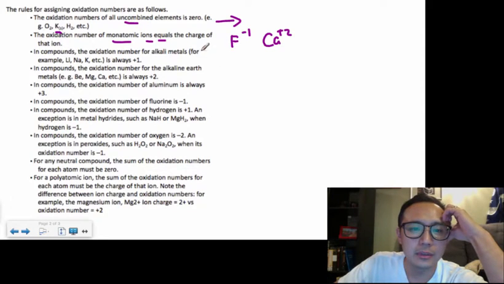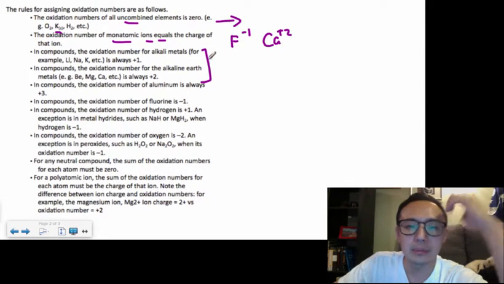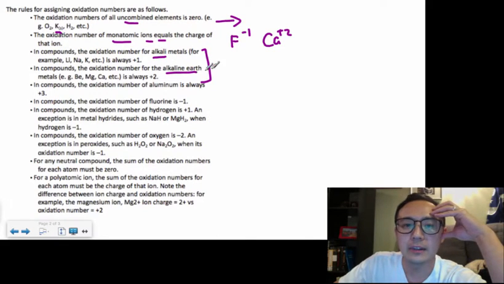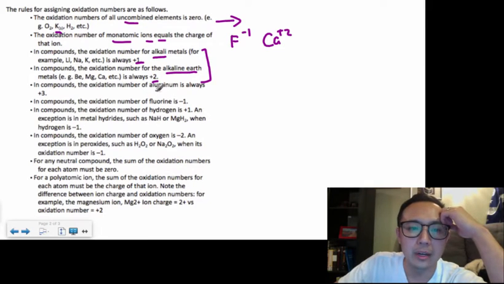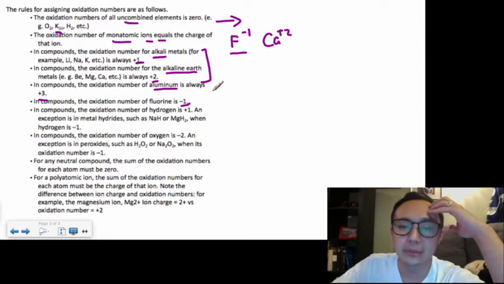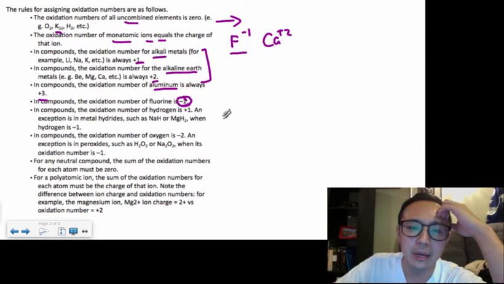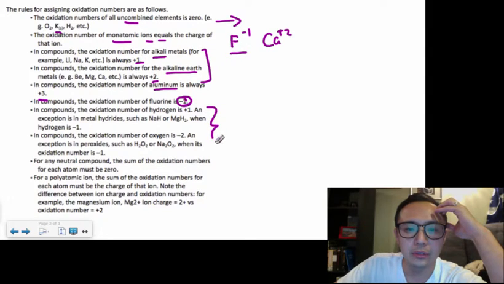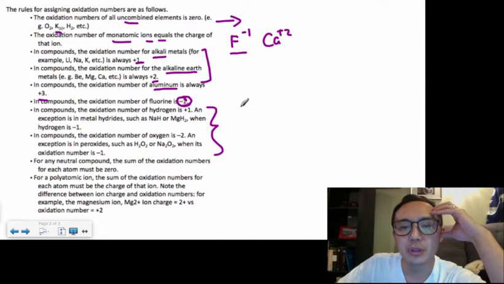And then the next two are pretty straightforward. I think at this point you should know the charges of alkali metals and alkaline earth metals. They all have a +1 or +2. One more is aluminum, which has a +3, if you're wondering. Fluorine is the most electronegative, so it's always a -1. Here are your two different exceptions.